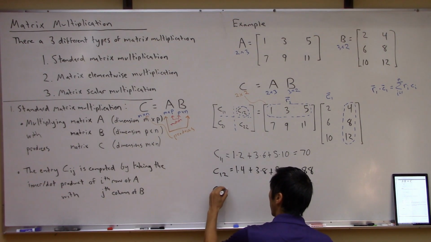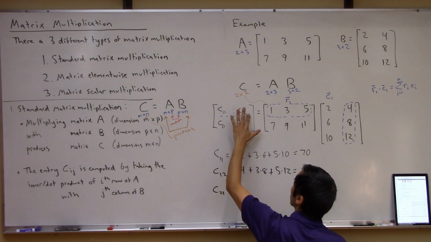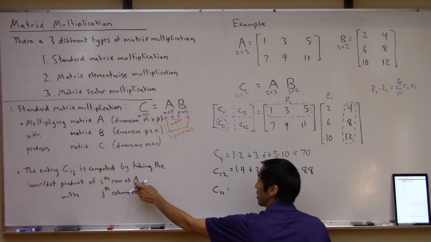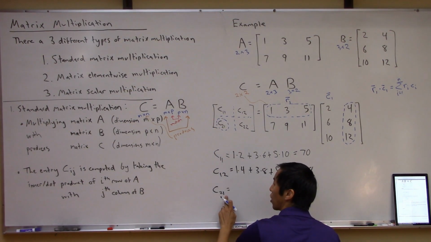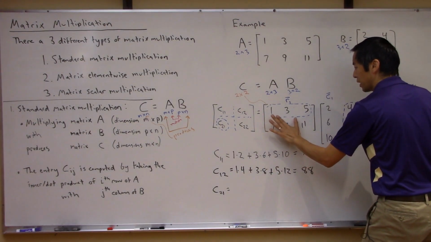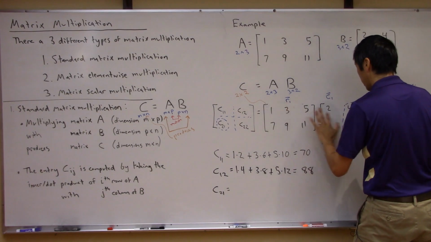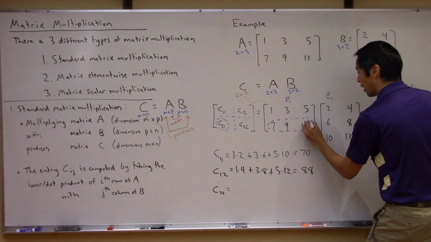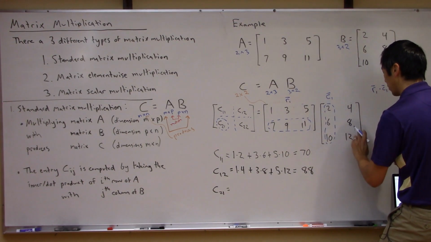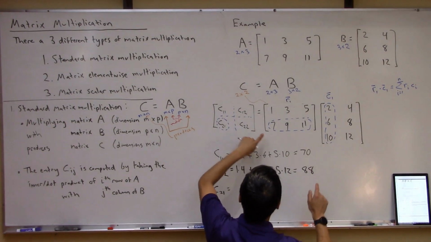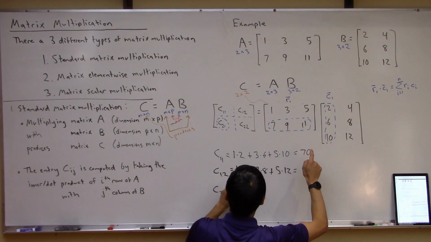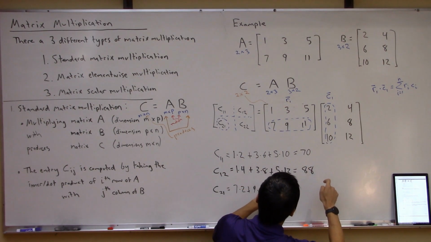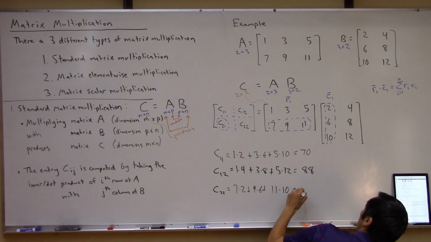Let's get the C21 element. So now we are focusing down here. Again, now I need the second row of A and the first column of B. So I got to change my bracketing completely. I am looking now at these ones here. I care about the second row of A and the first column of B. And now we just go ahead and say first element times first element: 7 times 2 plus 9 times 6 plus 11 times 10, and you end up with 178.